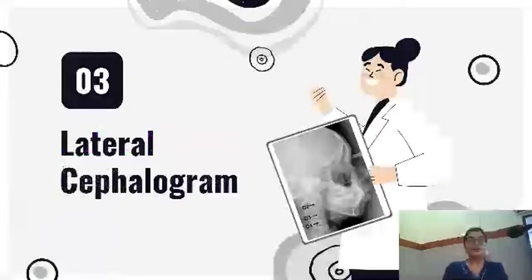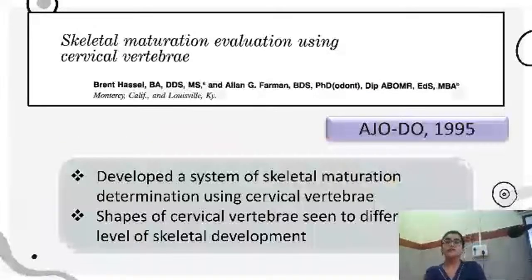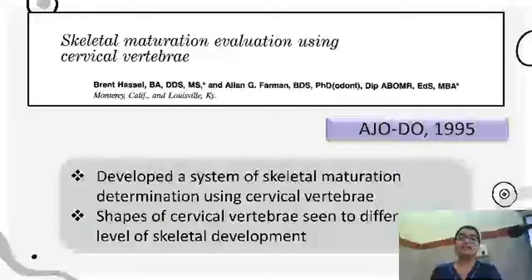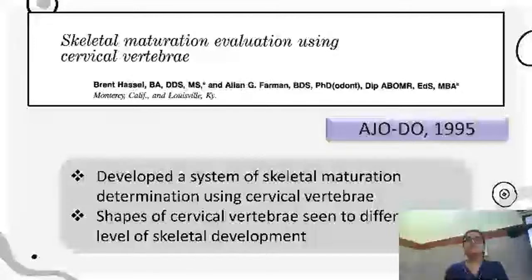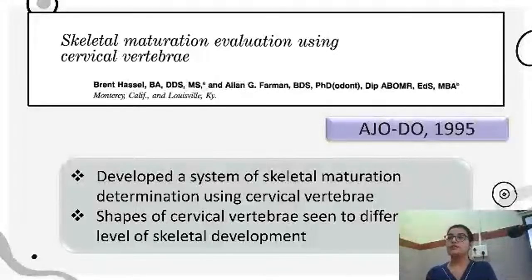Coming to the lateral cephalogram, it can be used to determine skeletal maturity using the cervical vertebrae. So, in the year 1995, Hassel and Farman developed a system of skeletal maturation determination using cervical vertebrae. The shapes of the cervical vertebrae differ at each level of skeletal development. This provided a means to determine the skeletal maturity of a person and thereby assess whether growth remains, that is, whether there is a possibility of growth in the patient or not.